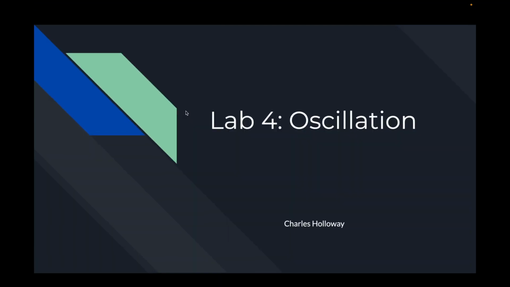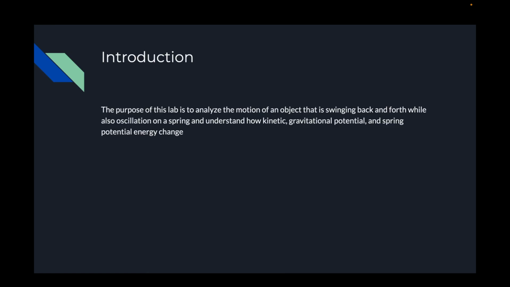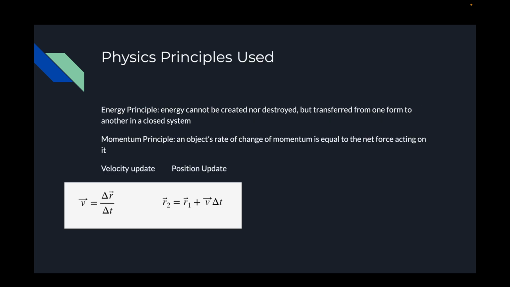Lab 4 oscillation. The purpose of this lab is to analyze the motion of an object that is swinging back and forth while also oscillating on a spring and understand how kinetic, gravitational potential, and spring potential energy change. The physics principles I used are the energy principle and the momentum principle, which are shown right here.